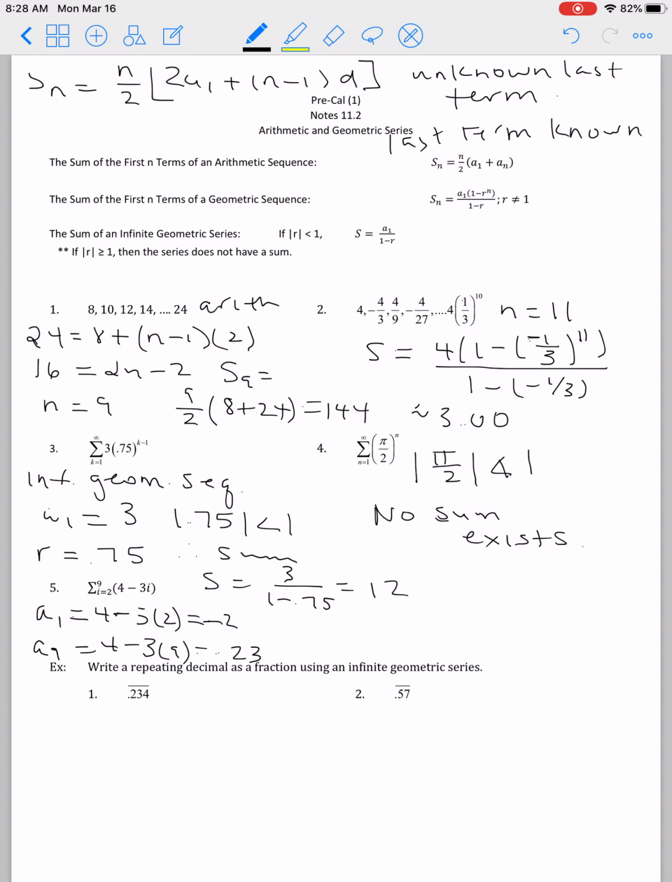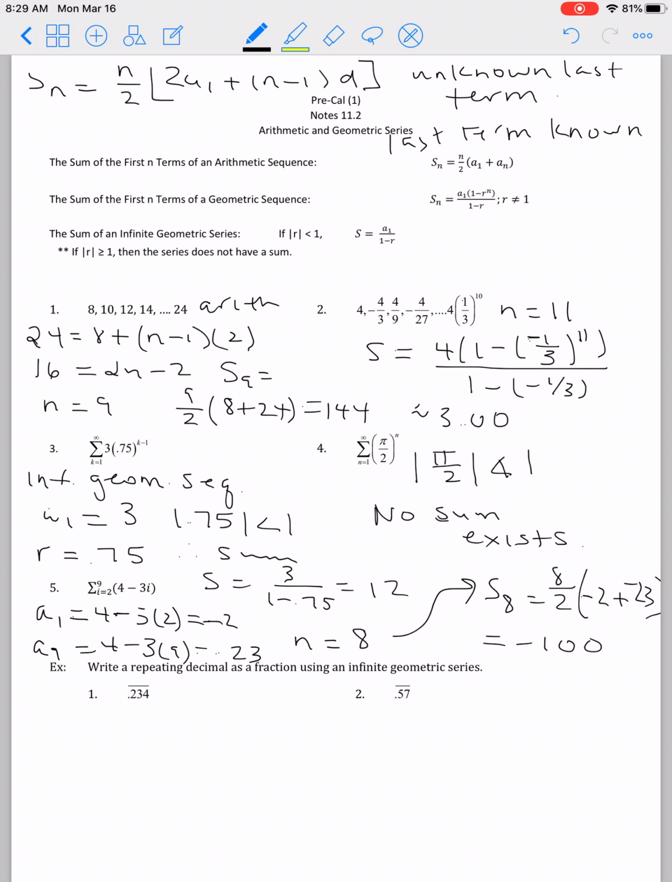And then how many there are, n, we're going from 2 to 9, so that's 8. So I'll put my work over here. So the sum of the 8 terms, 8 over 2, negative 2 plus negative 23, and then that gives us negative 100. So be careful where you're starting. You're plugging in the first term, but i is starting at 2, so be careful for that.